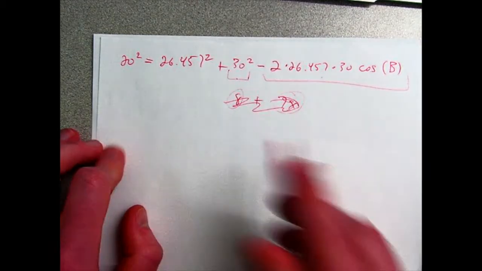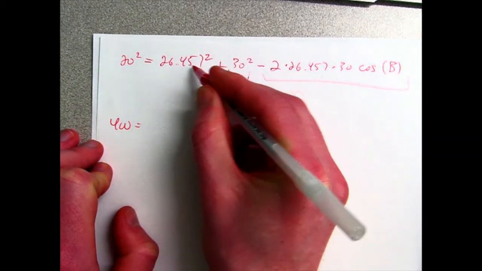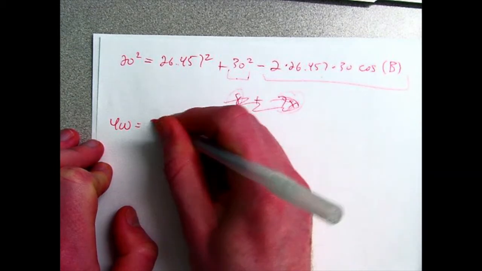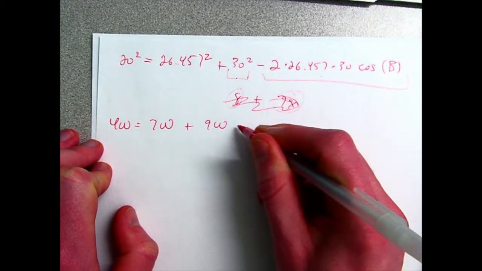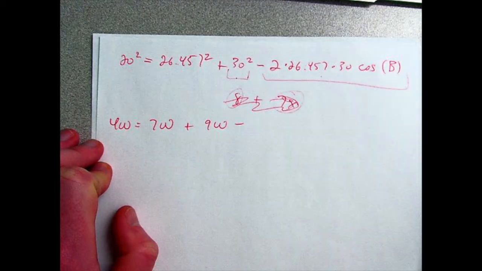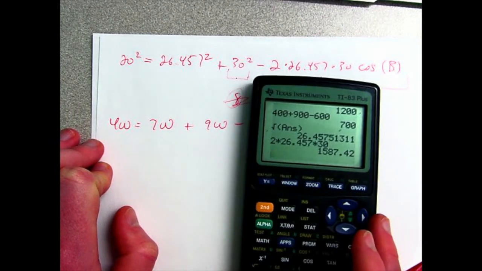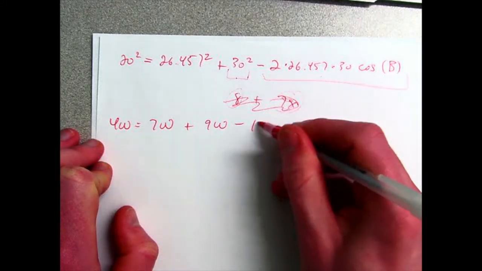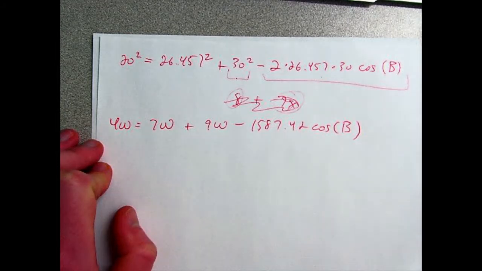Instead, what you should do is, first of all, square all these things, right? 20 squared is 400. 26.457 squared, that's actually 700. And then 30 squared, that's 900. Minus, and then what is this? 2 times 26, whatever this is. So 2 times the 26.457 times 30. That gives me 1587.42. So 1587.42 cosine of b. Okay.